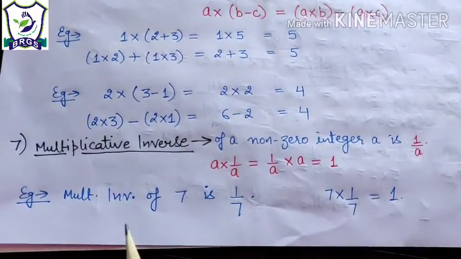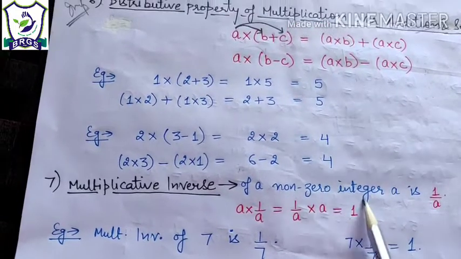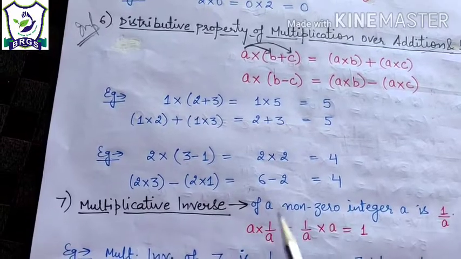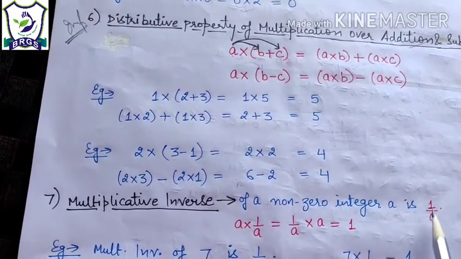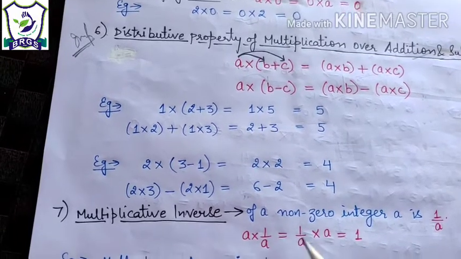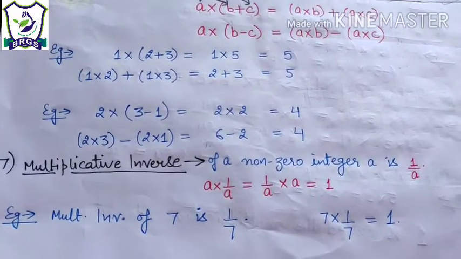Okay. Now multiplicative inverse. What is multiplicative inverse? For a non-zero integer A, it is 1 upon A. So multiplicative inverse of a non-zero integer is its reciprocal, right? So A into 1 by A equals 1 by A into A, that is 1. See, it will be clear with the example.